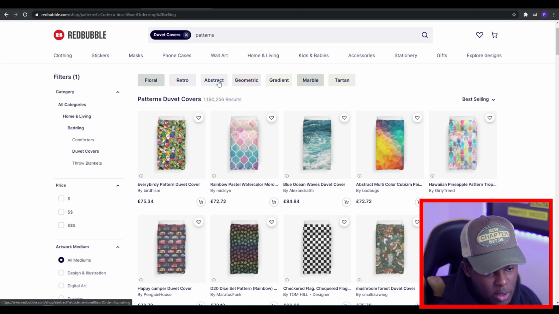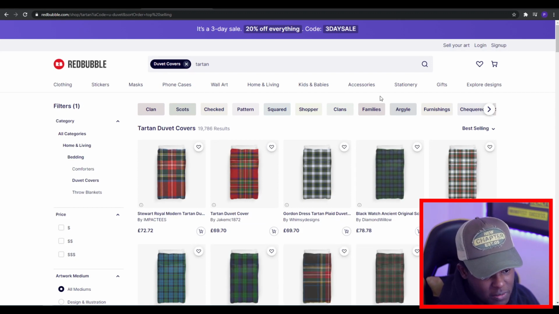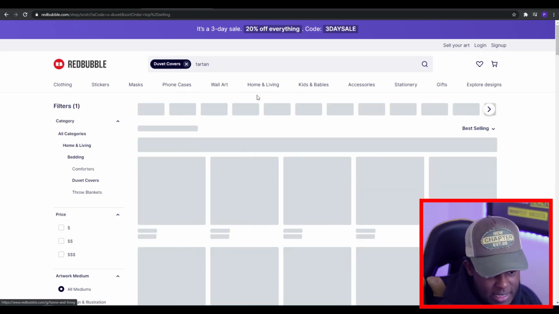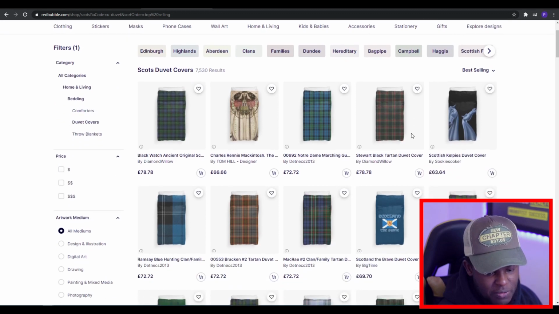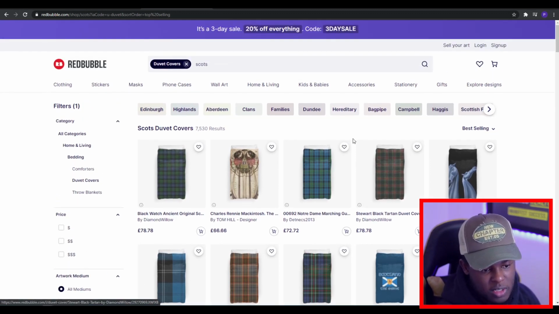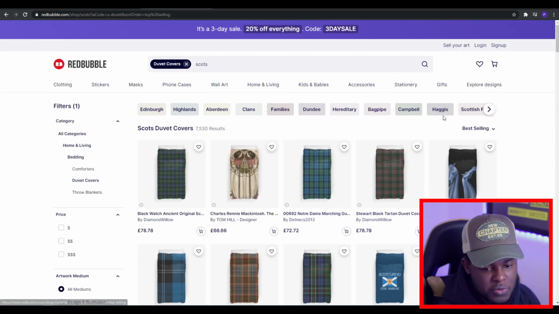And let's say we go on tartan, because this isn't a word that I usually see a lot, you see a few more duvet covers. The amount of results have dropped, and you just want to keep going through the tabs like this, seeing if you can find smaller niches that you can create duvet covers for. So we've dropped all the way from 25,000 to 7,500 results, as you can see here, by just using these tabs.